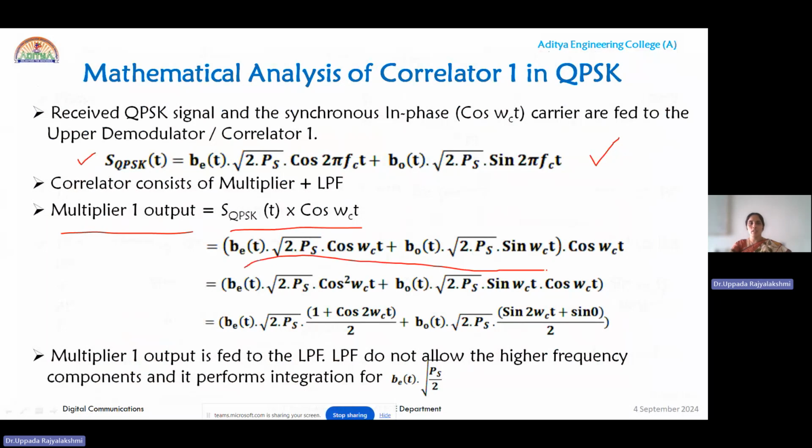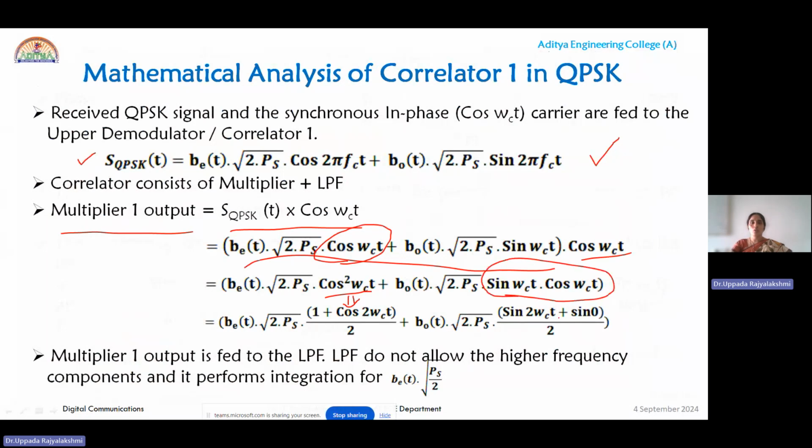So we have taken the QPSK signal and multiplied with cos omega CT. If it is multiplied by cos, you will get cos square omega CT, which can be written as 1 plus cos 2 omega CT by 2. And here the second term will be sin omega CT into cos omega CT.